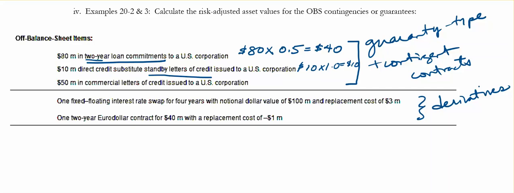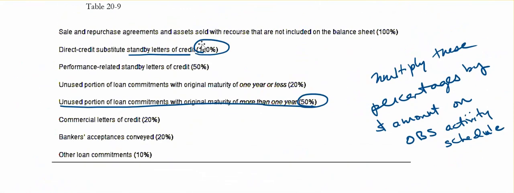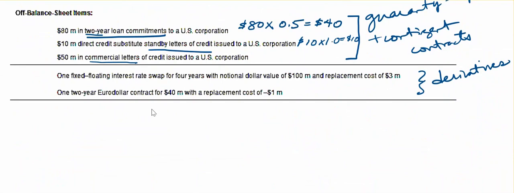And then we have $50 million in commercial letters of credit. So let's go look up commercial letters of credit, and we see here there's commercial letters of credit, and that gets a 20% weighting. So 50 times 0.2 is equal to $10 million. So we got 10 million, 10 million, and 40 million.